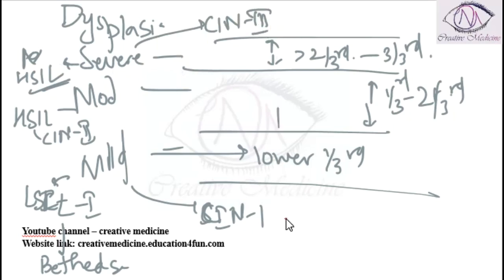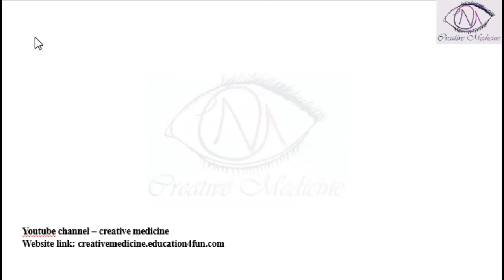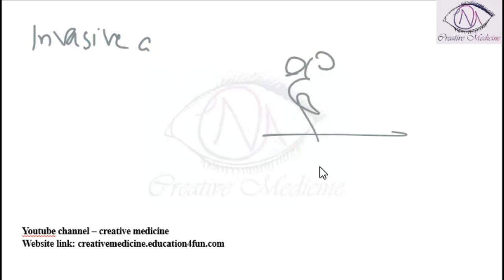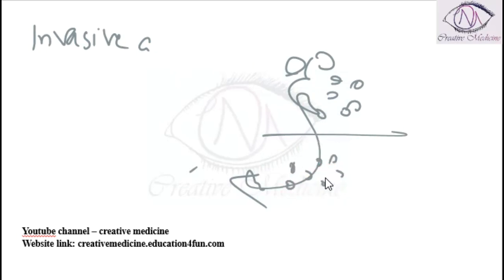Invasive cancer cervix. In invasive cancer cervix, the overlying basement membrane is broken. So the cancer cells have broken the basement membrane and they started invading the submucosal layer also.